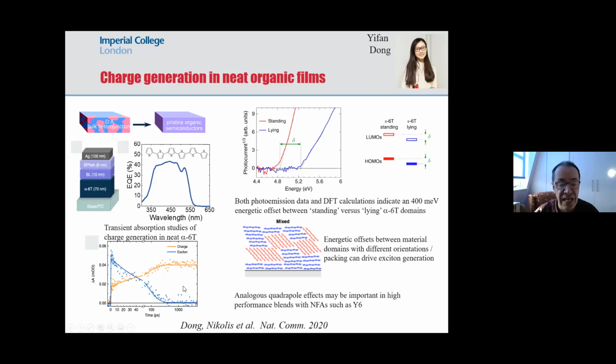We were able to understand why it does this from energetic and DFT calculations, which showed that this alpha-6T can form different crystal packing and different orientations as it goes down, and those either standing or lying alpha-6T domains have different energetics. And it's the energetic offsets caused by those different energetics which can drive charge generation in these materials. And indeed, now there's increasing interest in trying to find materials which are able to separate charge without a donor-acceptor molecular junction.